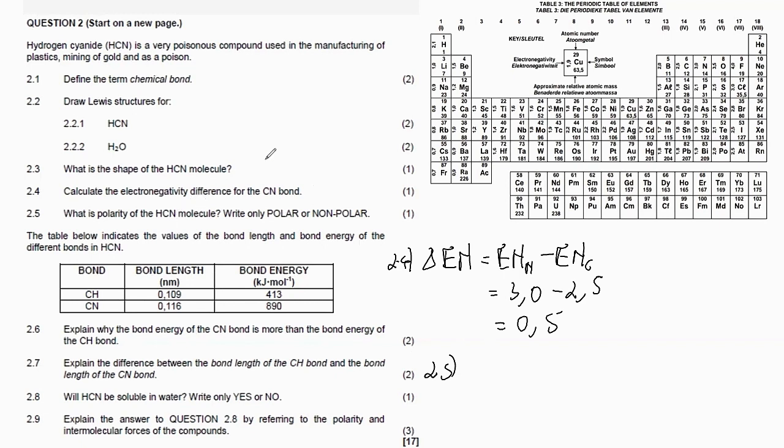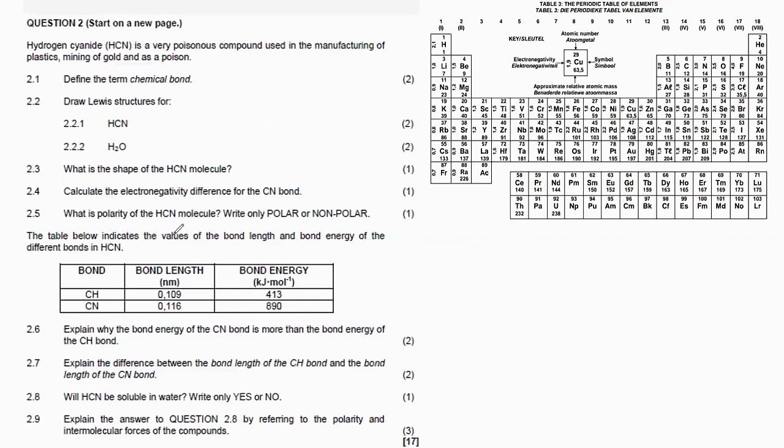Now, for the HCN molecule, considering how the bonds are here, we can see that there's an uneven distribution of the electron density, since this side up here will be more electronegative than this side here. So this makes it polar, right? So we have to say polar. Then the table below indicates the values of the bond length and the bond energy. So every time you are given this, you have to figure out what is the relationship.